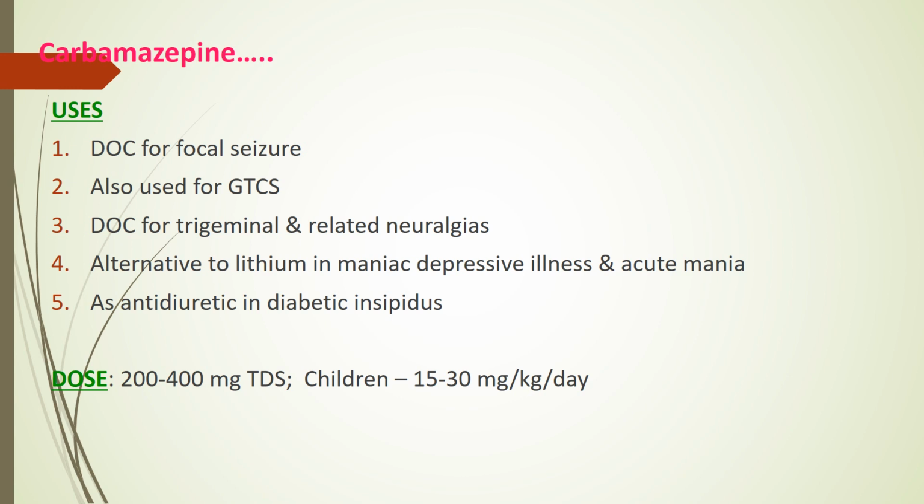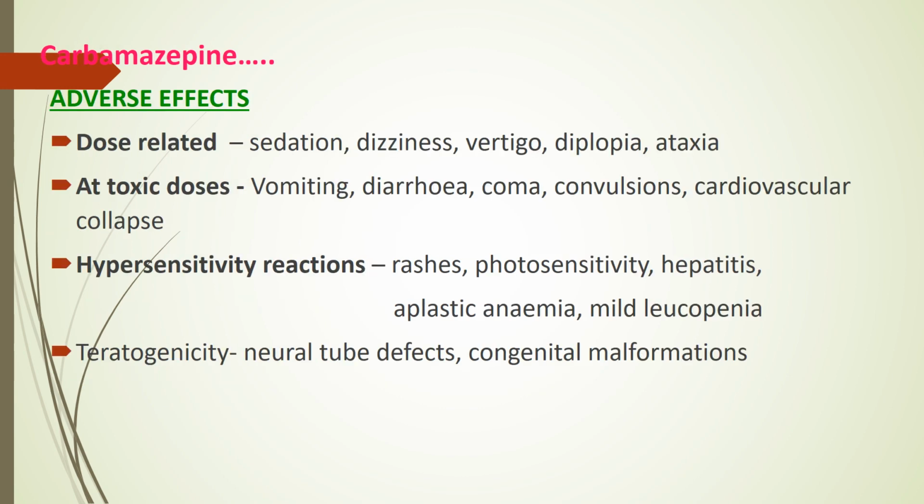The most common dose is 200 to 400 milligram thrice daily, and in children it's 15 to 30 milligram per kilogram per day. And then its adverse effects. The first one is dose related adverse effects, which include sedation, vertigo, diplopia, ataxia and dizziness. And at toxic doses, this leads to vomiting, loose stools, convulsions, cardiovascular collapse as well as coma.